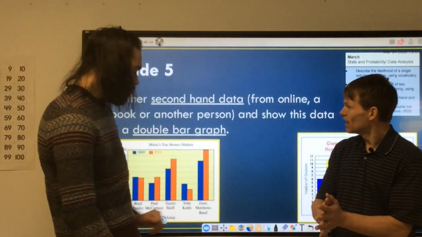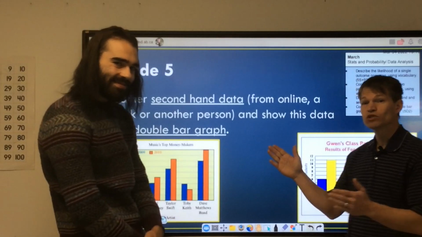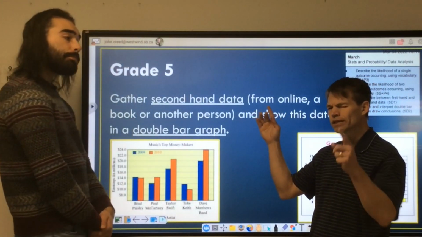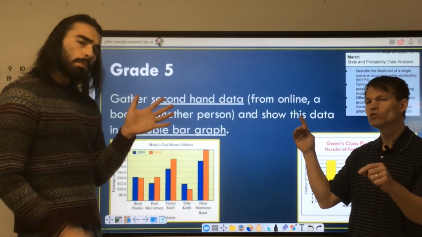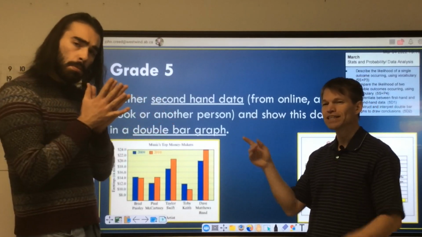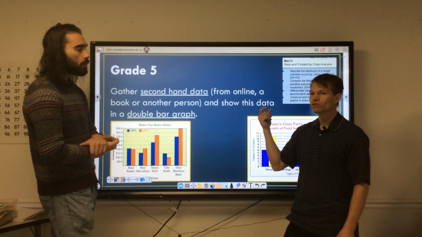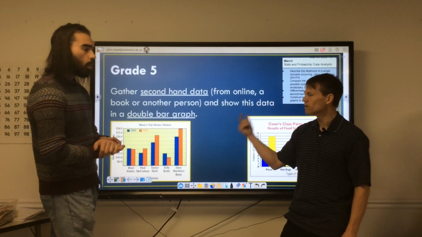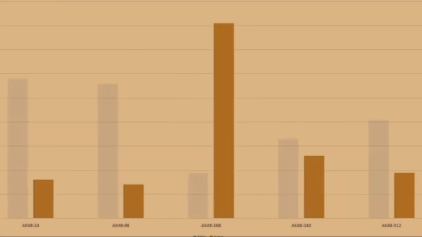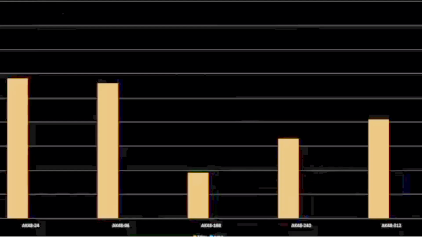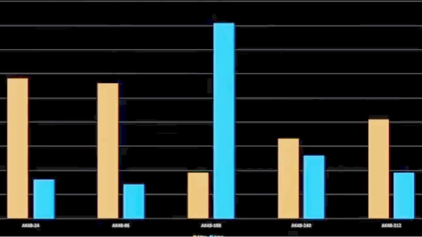All right. Grade 5s, you are going to take some secondhand data. Now, secondhand data means that it's not stuff you collect yourself. Find it on the internet, find it in a book, find it from somebody, and then you're going to make a double bar graph. Ooh, double your pleasure, double your fun. That's the statement of the great myth.